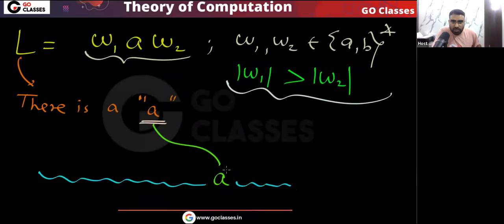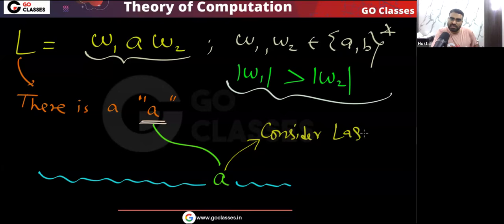So actually I can say that you can always take this as the last A. Yes or no? You can always consider this as the last A. Do you agree with me? Always take the last A of the string. Do you agree? Please tell me.